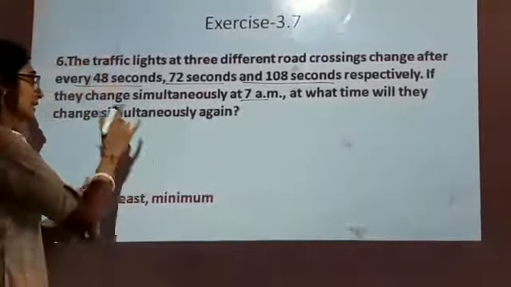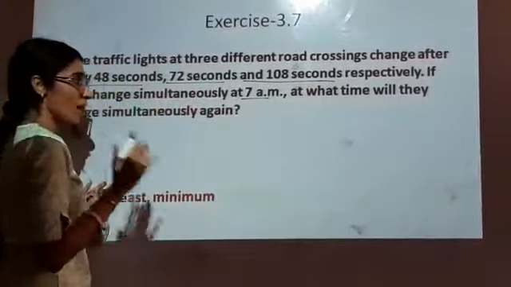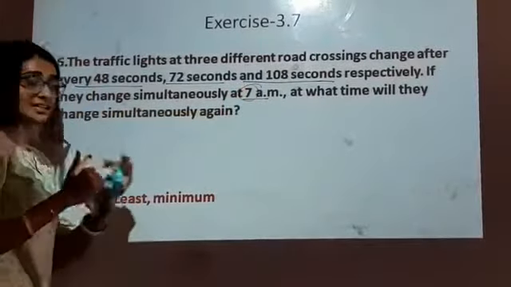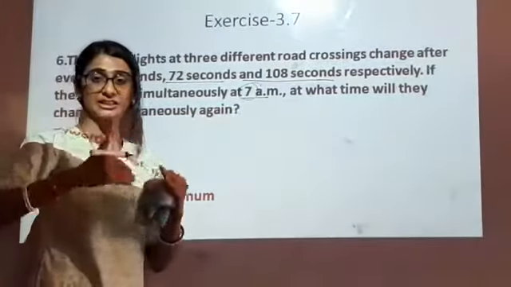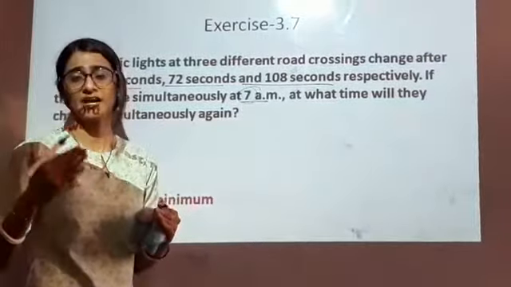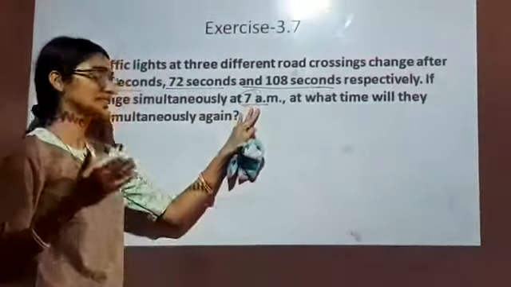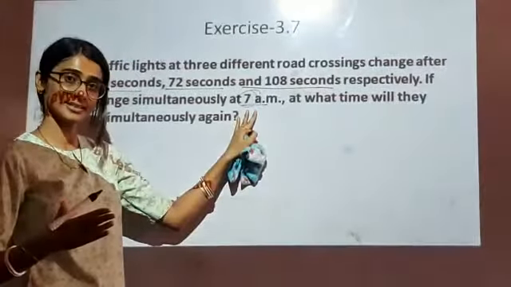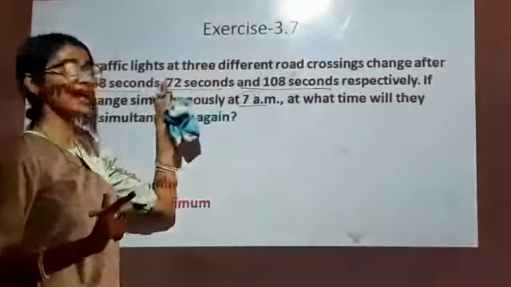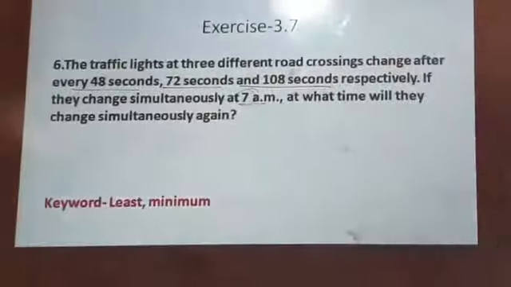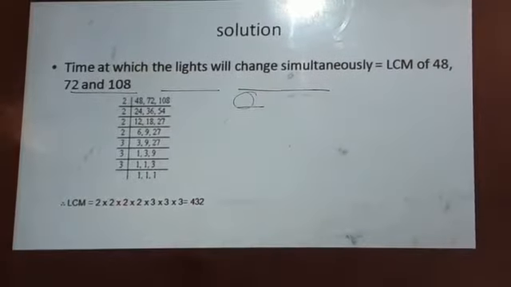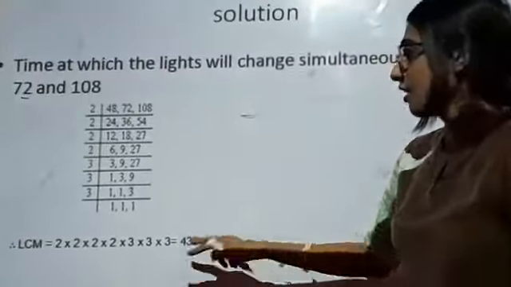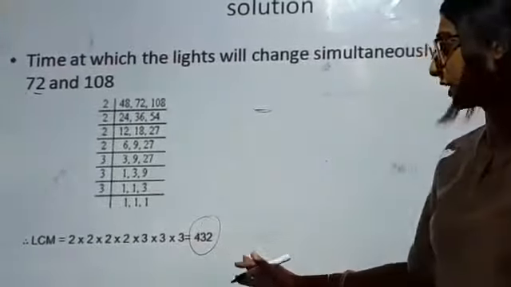But here it is said that they change once at 7 am. So if you find the time interval in which they change again and again, suppose 2 seconds or 5 seconds or 5 minutes, then you have to add that time period to this 7 am, and you will get your desired answer. So step 1 is you have to find the LCM of these. If you find the LCM, you will get 432. That is, 432 is in seconds.